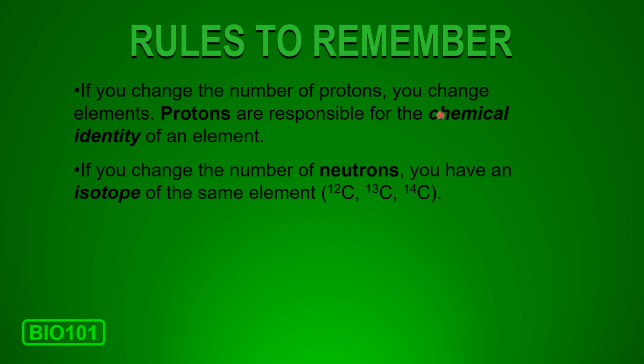So if you change the number of neutrons, however, you have an isotope of the same element. Remember that you can add neutrons onto certain other elements, in the case of carbon, right? And when you do that, you're fiddling with the atomic mass. So carbon atomic mass 12 has 6 protons, 6 neutrons. Carbon with atomic mass 13 has 6 protons, 7 neutrons. Carbon with atomic mass 14 has 6 protons, that never changes, but 8 neutrons.